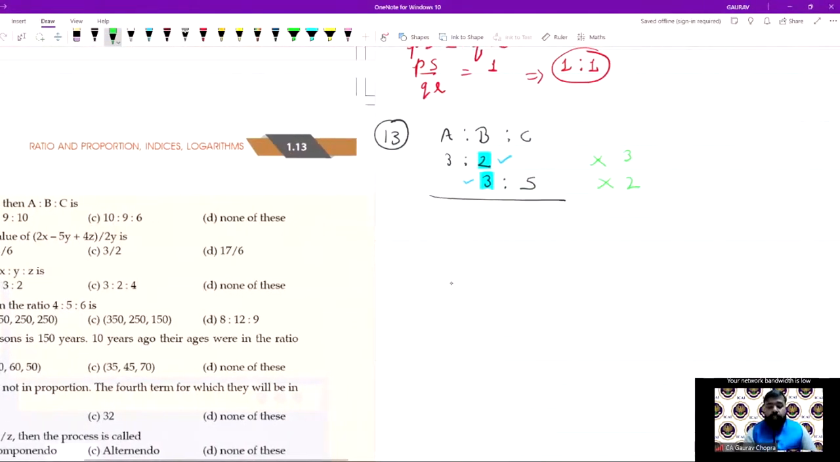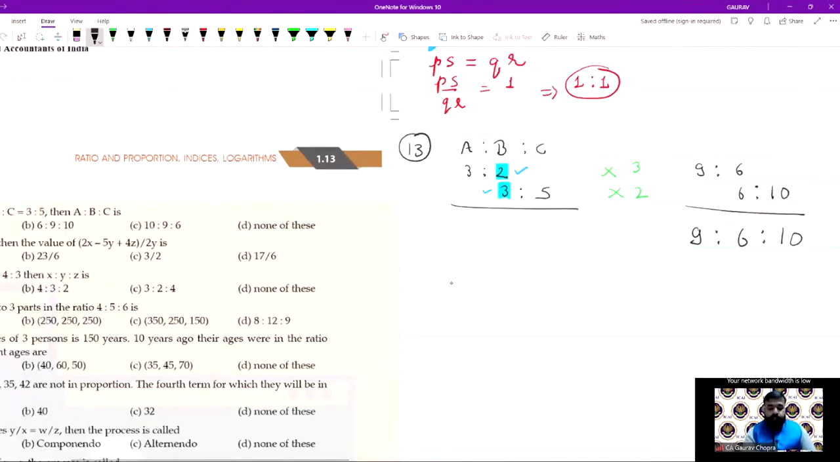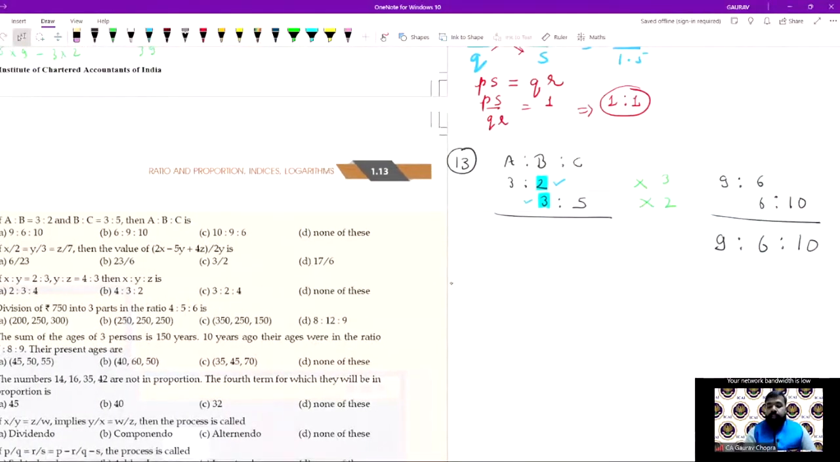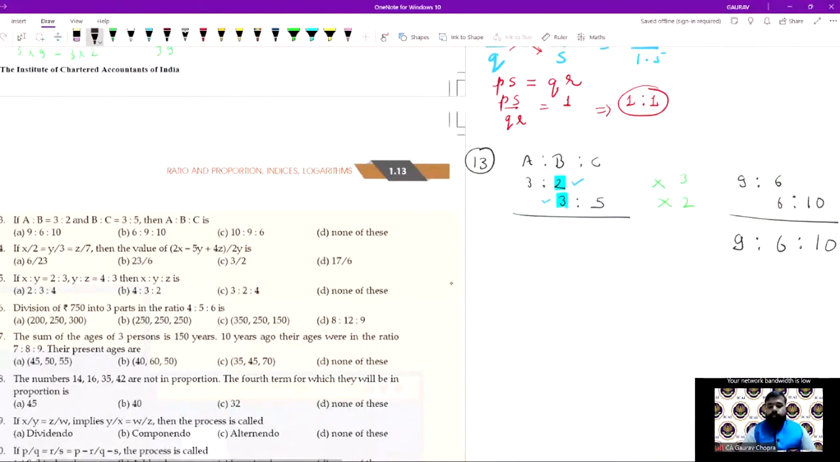So on multiplying, what are we getting? Multiplying with 3, we are getting 9:6 and then 6:10. 9:6 and 6:10. On combining, we get 9, 6, and 10. So it becomes the final result. Okay. So option number A will be correct. All right. Option number A, 9, 6, and 10 is correct.